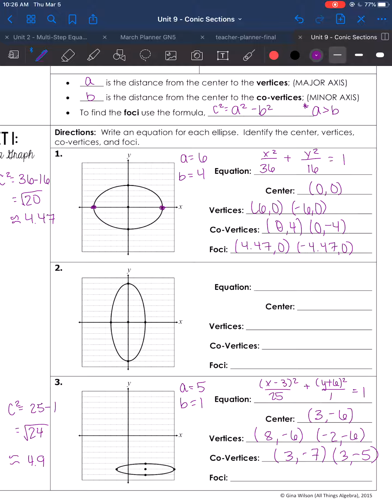Let's make sure, 4.9, just because it rounds better that way. So then I'm going to add this to my x. Negative 3 plus 4.9 is 7.9, negative 6, and then negative 1.9, negative 6 when I subtract it. So given a graph, that is how you do that.